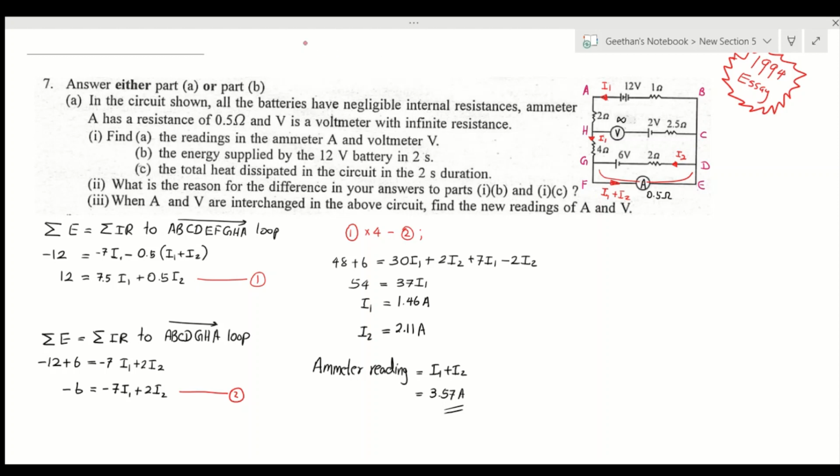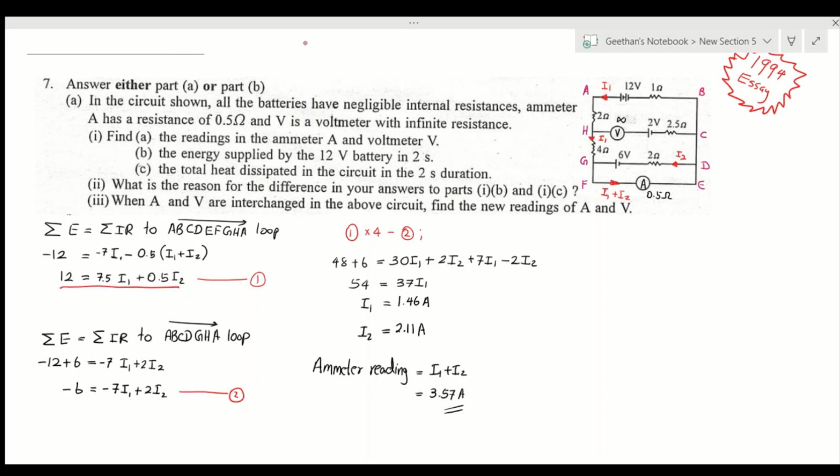So still we have three currents. I have marked the three currents, I1, I2 and I1 plus I2. So again we can apply Kirchhoff's rules. Right, so I have applied Kirchhoff's second rule to the ABCDEFGHA loop, so I can get this relationship for current.